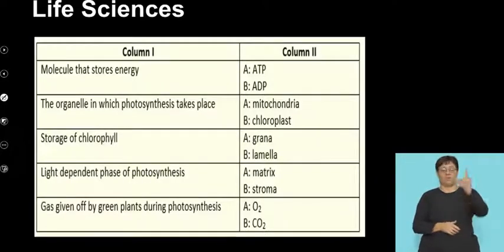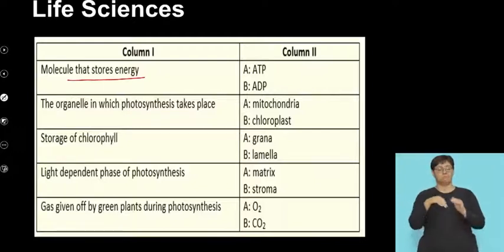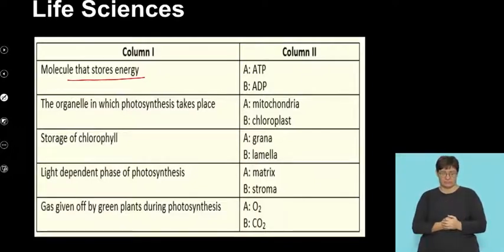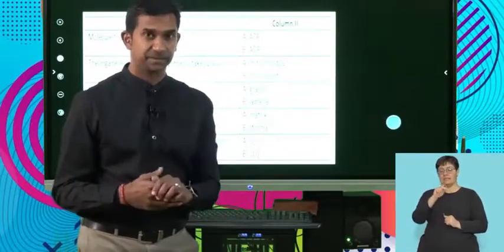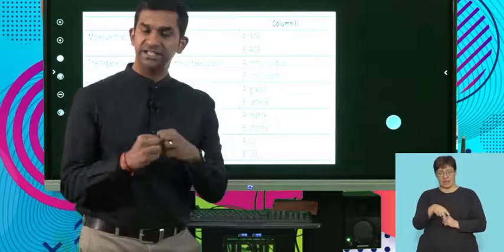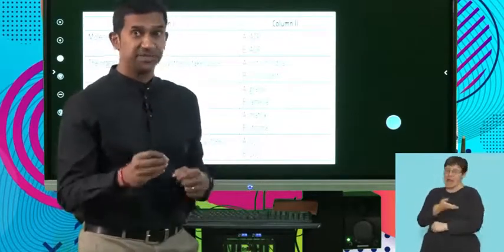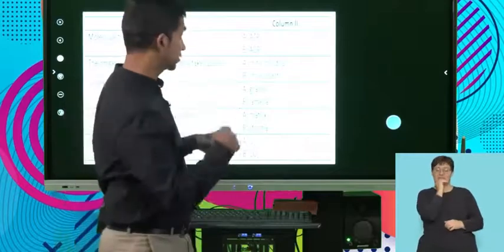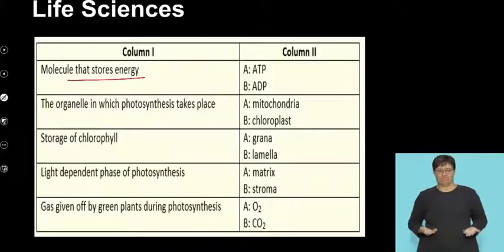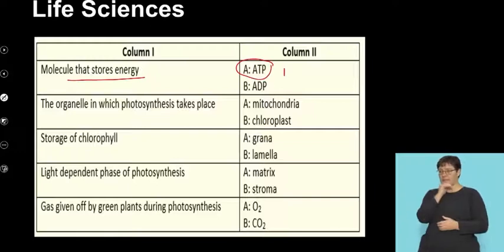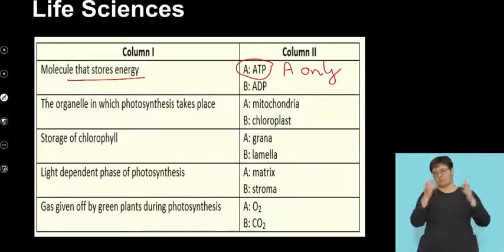So here we've got column 1, the molecule that stores energy. Okay, we know that the molecule that stores energy in the cell, as we've just mentioned, is called ATP. ADP is a de-energized molecule which has released the energy. It does have energy, but it doesn't have enough to actually support the process. So the answer here would be A only, which is ATP. Right, well done if you were able to get that. Let's look at the next one.